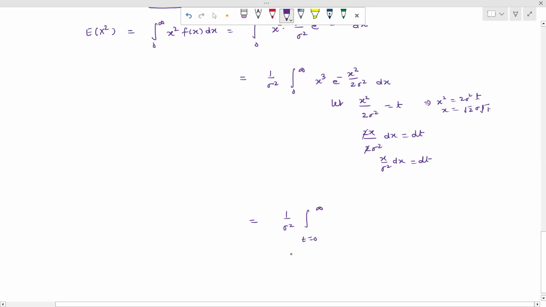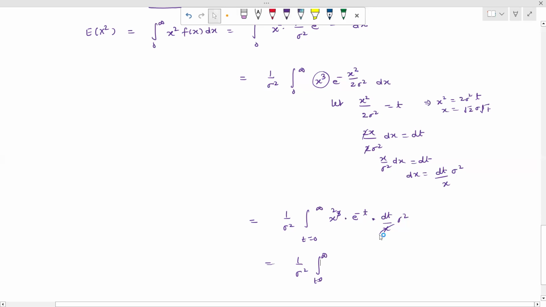So now here we have x cube. When we write the value of dx, the dx value will be dt upon x into sigma square. Here we write this x cube as it is. Now we write e raised to the power minus t, and the value of dx is dt upon x into sigma square. So x to x cancelled, which means x square times. So this can be written as 1 upon sigma square, t equal to 0 to infinity.